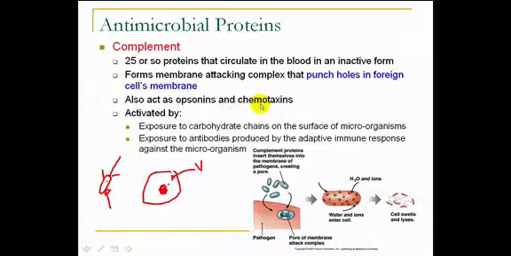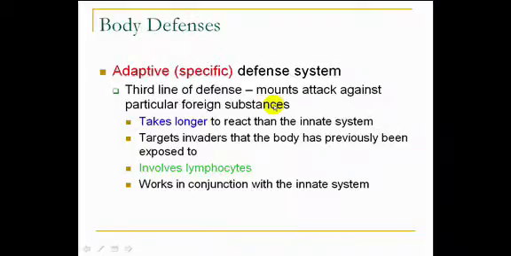Or they can work as chemotaxins. Do you remember what chemotaxins do? Chemotaxins attract other white blood cells to the area. So all those things are what we call innate, which means you're born with those. You're born genetically producing those complement proteins that will be activated when a bacteria enters your body.